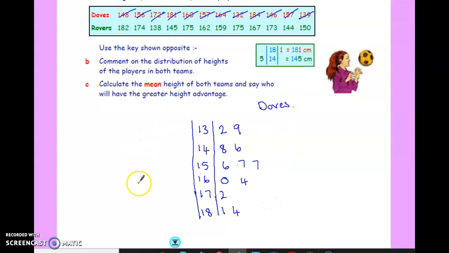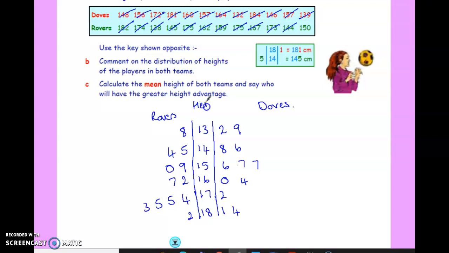The other side then is the rovers. I'm going to do the same again. So the first one is 182, so it's 18 and a 2, so go down to my 18, add in a 2, 174, go in here, 138, 145, 175, 162, 159, 175, 167, 173, 144, and 150. Okay, and that's my rovers.